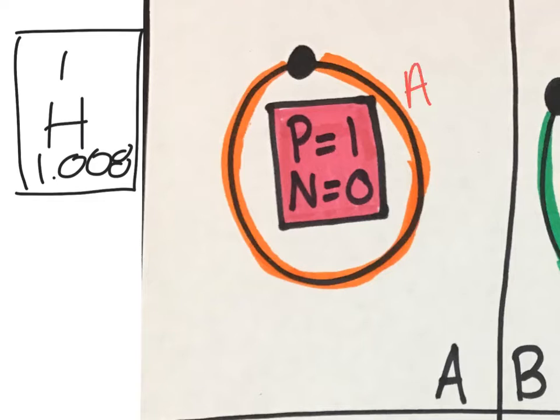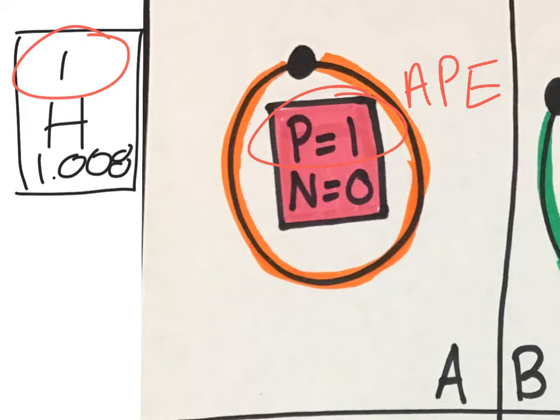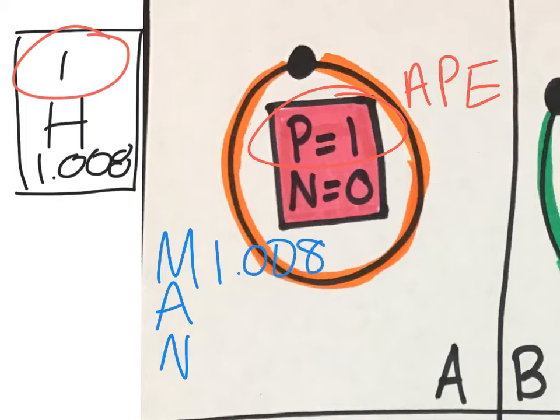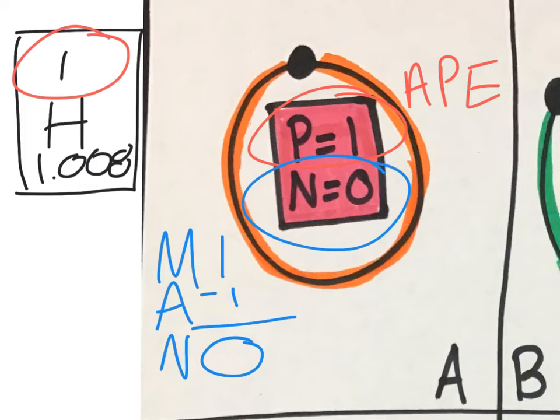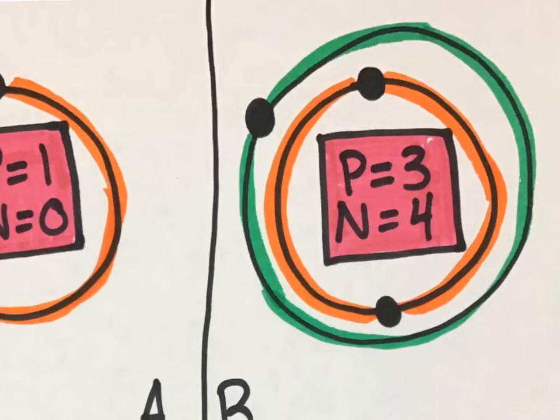So here's our atomic number, which corresponds to the 1 found on the periodic table. Our neutrons is when we have to solve the mass. So the mass is 1.008. We're going to round it to 1 though. So 1 minus 1 equals 0. So 0 neutrons.